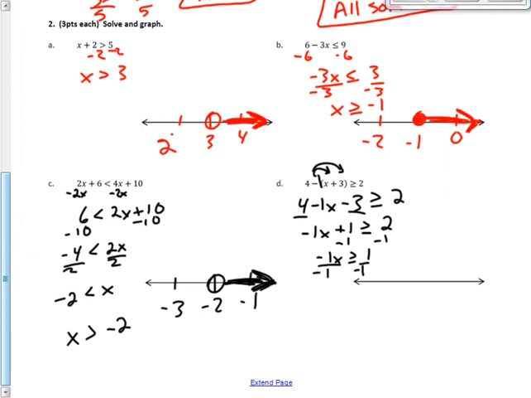Divide by negative 1 on both sides, so the inequality switches, and I get x is less than or equal to negative 1. So I have negative 1 over here. A number that's bigger than that is 0. A number that's smaller than that is negative 2. Closed circle, because it's got an equal to symbol on it. I want the numbers that are less than negative 1, and so my arrow is going to go this way. You need to have all those different parts for all those inequality problems in order for them to be correct.